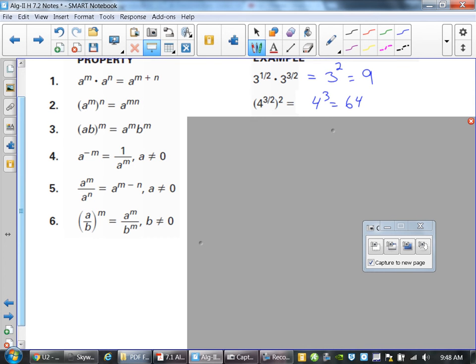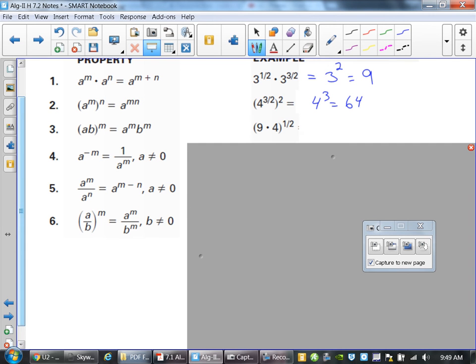You have to know how to work with fractions, guys. 3 over 2 times 2 is 3. I'm going to tell you right now, you won't get calculators for a lot of this, so you've got to know how to work with fractions.